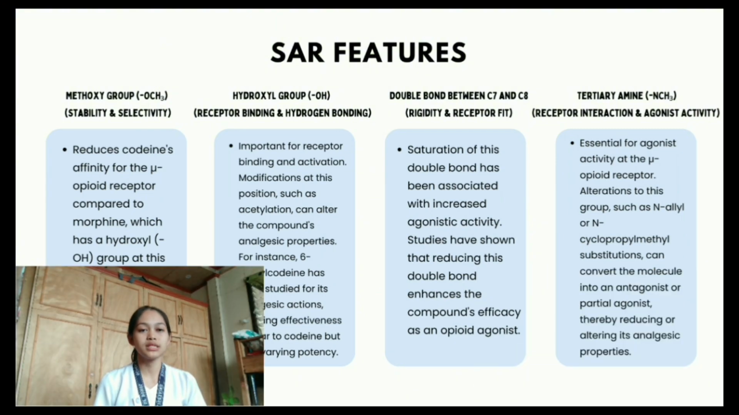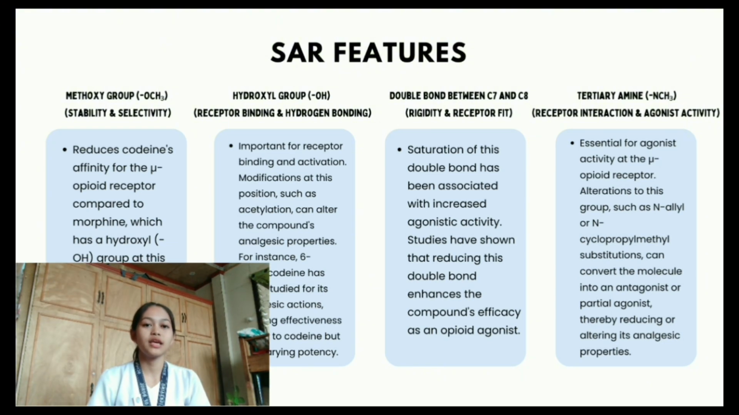At the double bond between C7 and C8, the concern is rigidity and receptor fit. The presence of a double bond between carbon 7 and carbon 8 affects the structural rigidity of the molecule. Studies indicate that saturating this double bond is linked to an increase in opioid agonistic activity. This suggests that reducing the double bond enhances the binding efficiency of the molecule to opioid receptors, leading to an improved analgesic effect.